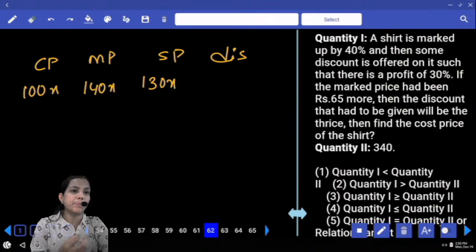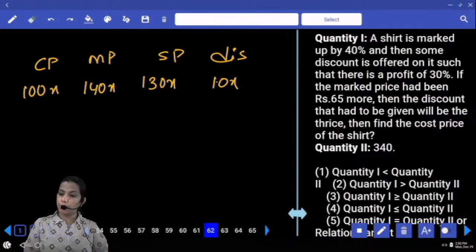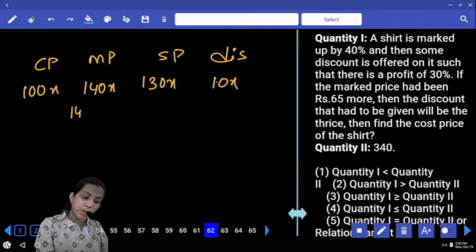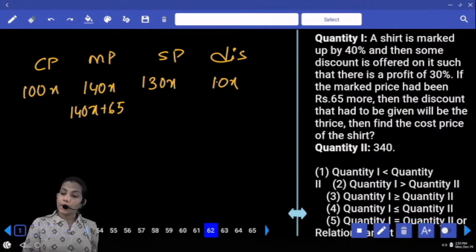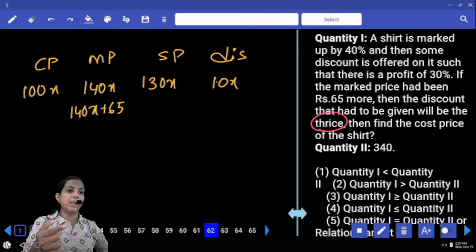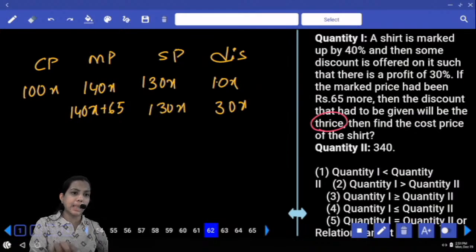Then the discount is equal to 140. Let's take the numbers in percentage terms. 140x is the market price, 130x is the selling price. Then what is the discount value? 10x. Next statement: if the market price had been 65 rupees more, then what is the market price value? 140x plus 65 had been. Then the discount that would have been given will be thrice. What is the already present discount value? Then the present discount is equal to 30x. Again the same profit, the same selling price 130x.